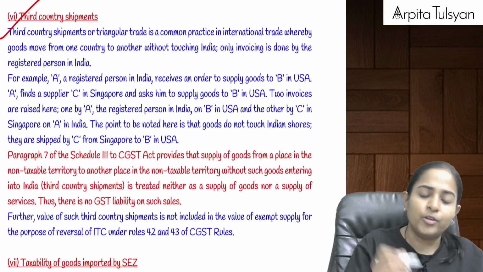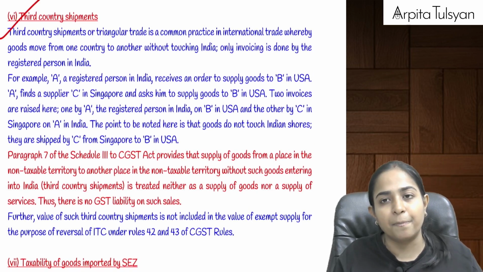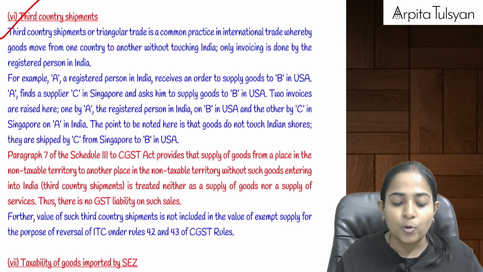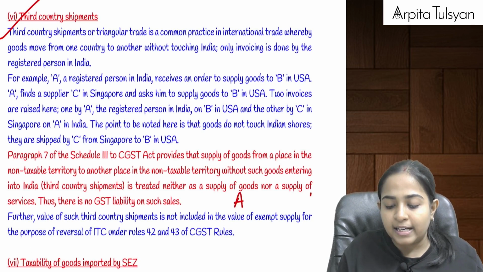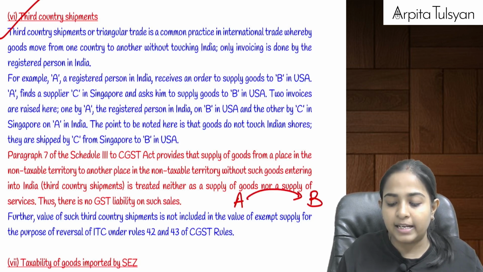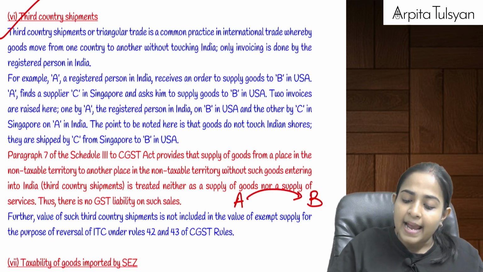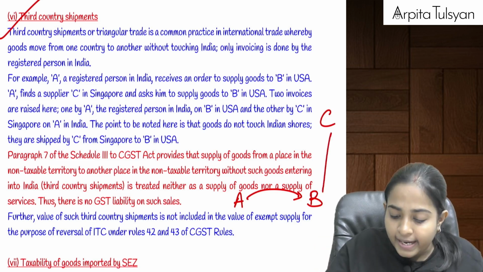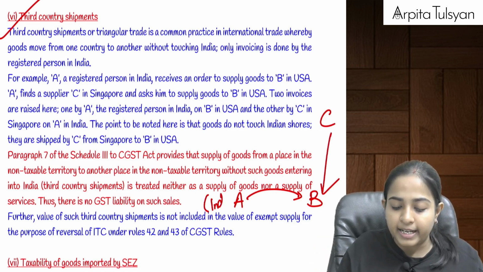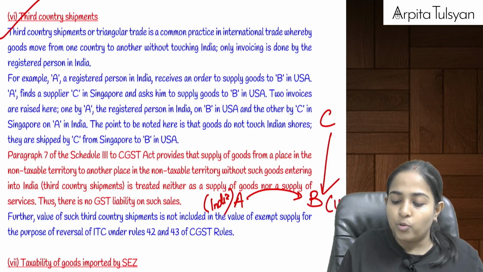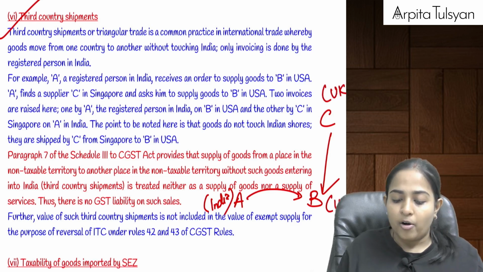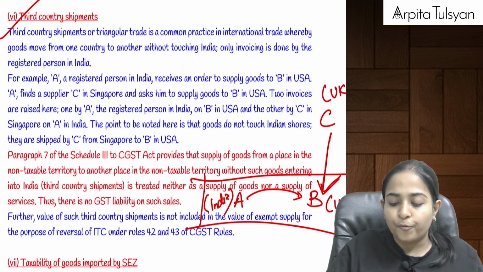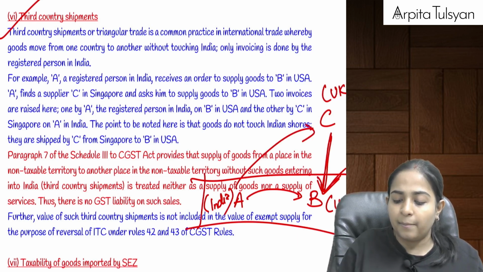Yes. Then going on to the next type of imports, that is third country shipments. In case of third country shipment, suppose I wanted to sell to some other country, but I have told Mr. C, who is in the third country, to directly give it to B. I am here in India, Mr. B is in US, Mr. C is in UK. The original transaction was between A and B, but the goods are going to go from C to B. Means I have told C that please send it to B.